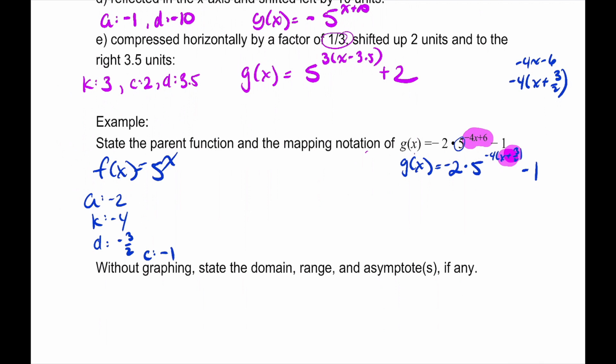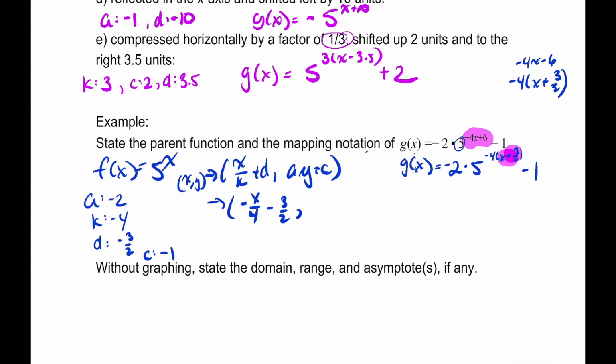So how can I express the mapping notation? It's going to be (x, y) maps to (x over k plus d, a times y plus c). So that maps to, in this case specifically, negative x over 4, because we're dividing by negative 4, plus d, so in this case minus 3 over 2. And then for my y value, it's going to be negative 2 times y minus 1. So there's our mapping notation. Final answer right there.